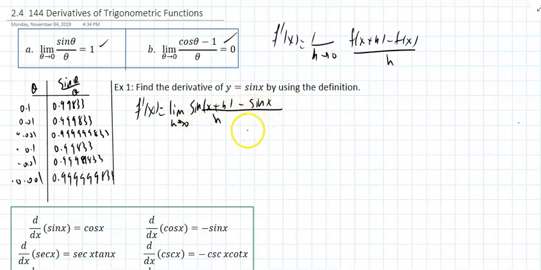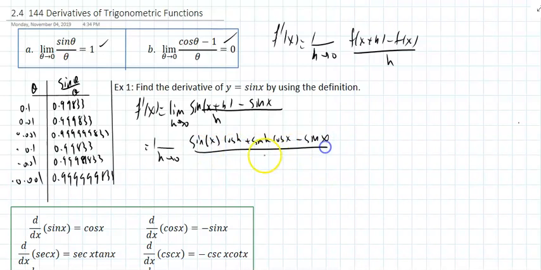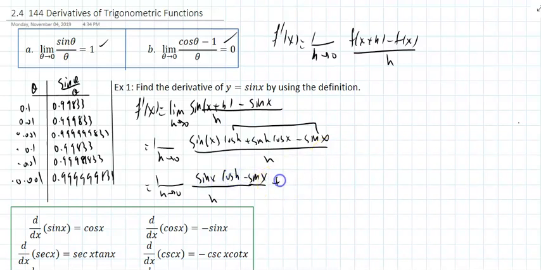If I plug 0 in, I'll get the sine of x minus sine of x. That's 0 over 0. So this is the limit as h approaches 0. And I'll use the sum formula, if you remember, that's sine of x cosine of h plus sine of h cosine of x minus sine of x all over h. Now, I am going to break this into two fractions. I'm going to take the sine of x cosine of h minus sine of x plus the limit as h approaches 0 of the sine of h over h cosine of x.